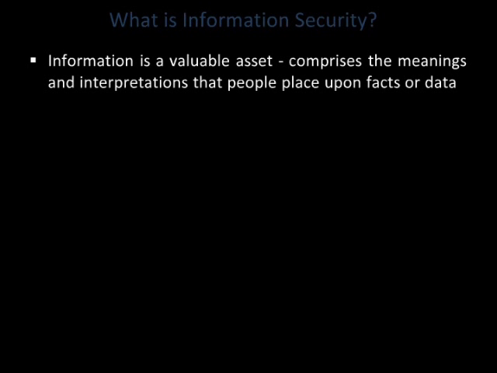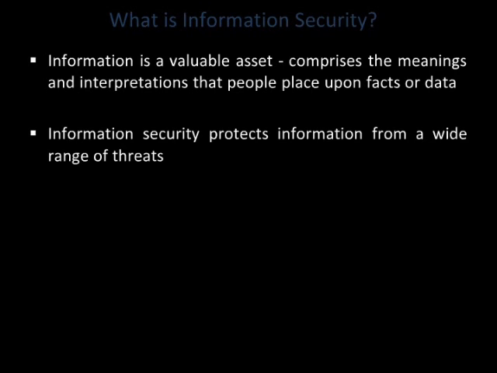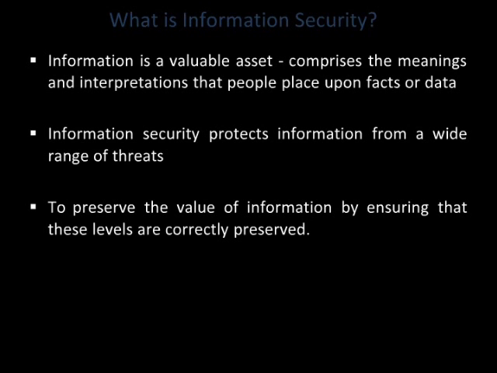Before we move to information security, let's describe what information is. Information is a valuable asset, and it comprises the meanings and interpretations that people place upon facts or data. The value of information springs from the ways it is interpreted and applied to make products, to provide services, and so on. Information security protects information and the facilities and systems that store, use, and transmit it from a wide range of threats in order to preserve its value to an organization. Since the value of information in an organization is mainly related to its level of scarcity and shareability, the aim of information security is to preserve the value of information by ensuring that these levels are correctly identified and preserved.